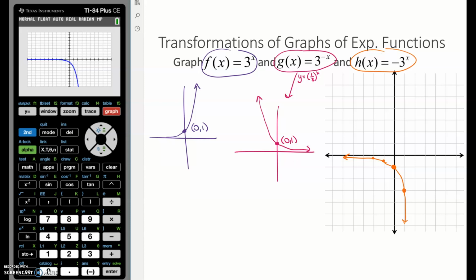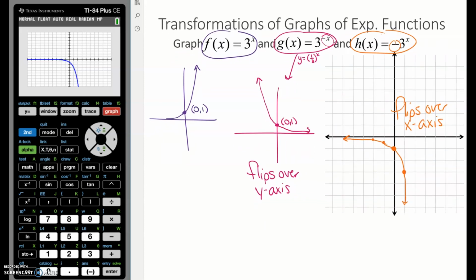So the negative in the exponent flips the graph over the y-axis. See how from the purple one, it flips it horizontally over that y-axis. From the purple to the orange, it flips the graph over the x-axis. So a negative in the exponent flips over the y-axis, that's a horizontal flip, and a negative in front flips it over the x-axis, that's a vertical flip.